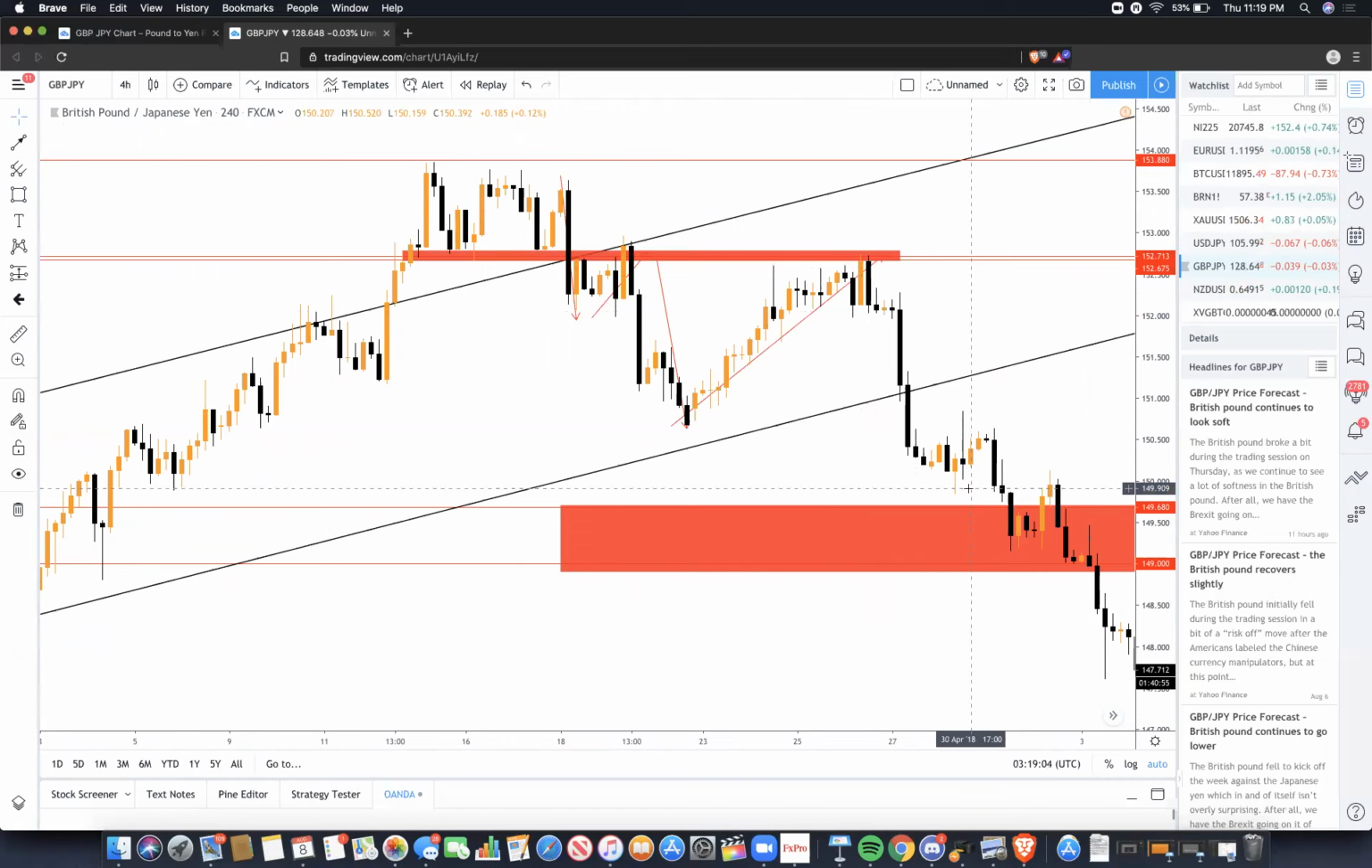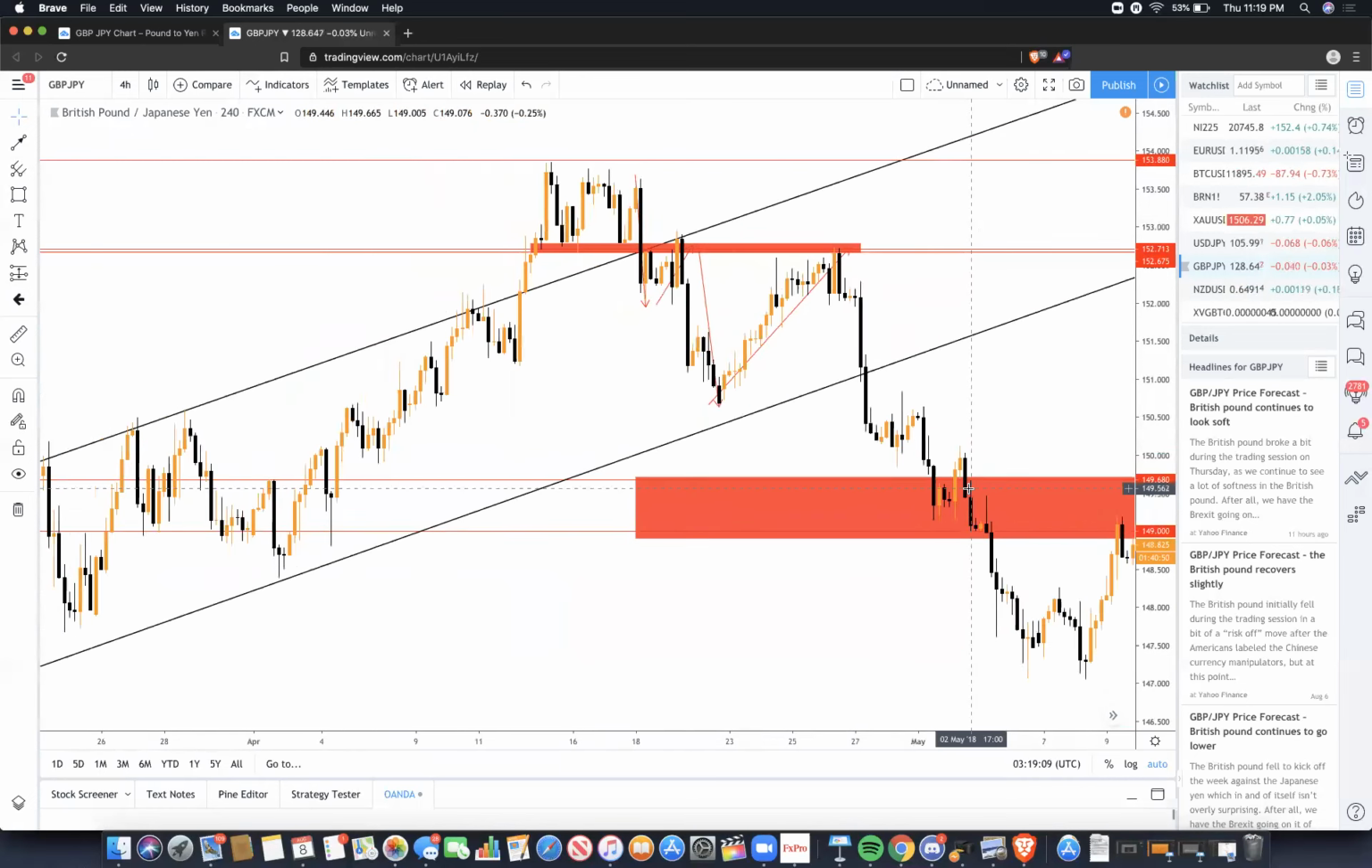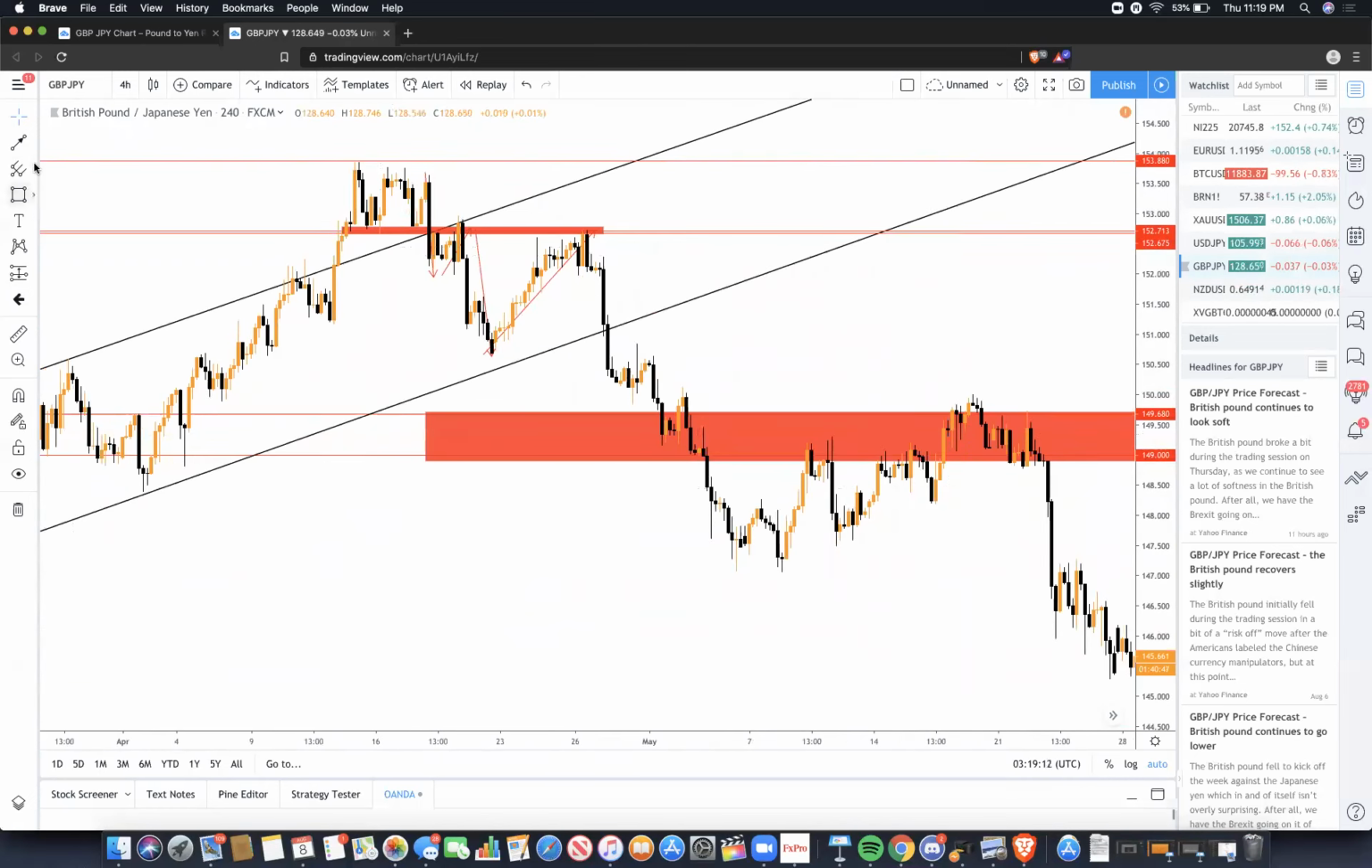So let's talk about what we've spoken in the past. Every breakout is confirmed by a retest. So here's your breakout.